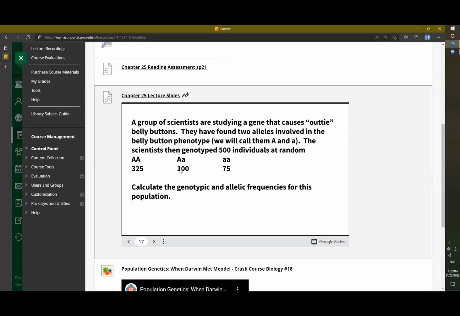Then we can move on. In 100 individuals, we see that the capital A exists only once. So we have 2 times 325 plus 1 times 100 plus 0 times 75, because these homozygous recessive individuals don't have a capital A in their genotype.